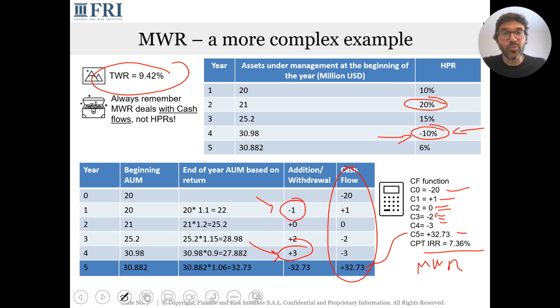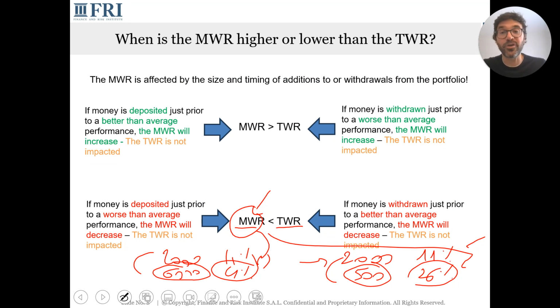This is it for time-weighted versus money-weighted rates of return, when each is appropriate, how to calculate them, and how to make sure that when you calculate a time-weighted rate of return, you're looking at holding period rates. When you calculate money-weighted rates of return, you're looking at cash flows, and how each can be higher than the other depending on those 4 scenarios that we covered together.